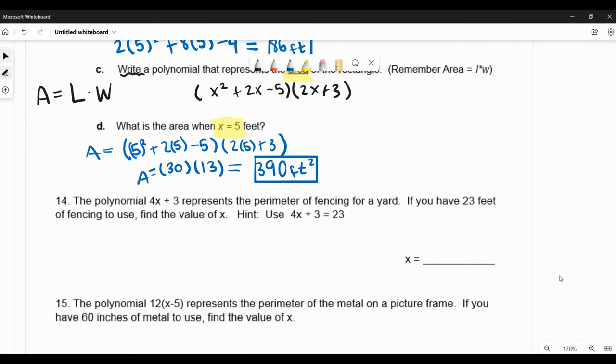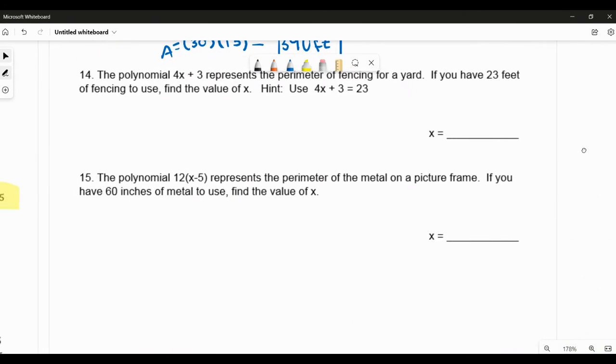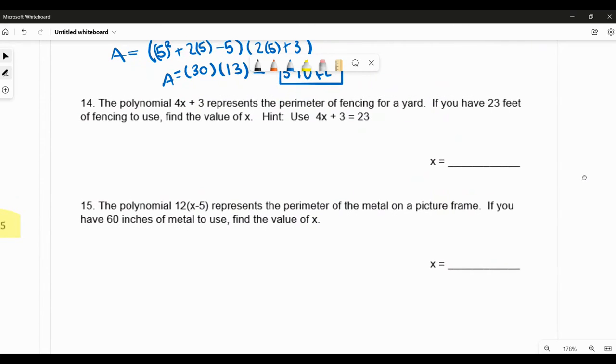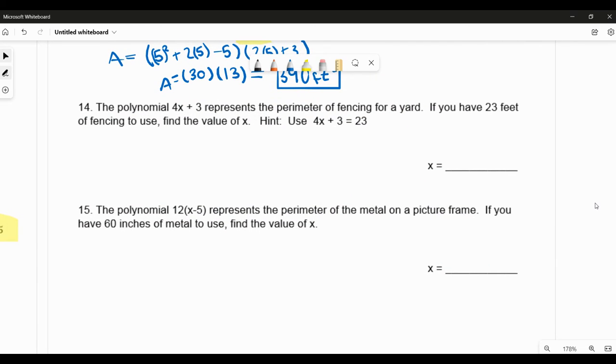Congratulations, you've made it to the last two problems in our test review. They're also word problems. I am going to do them together because they're kind of similar concepts. Both of them are word problems, so let's take a second to read.